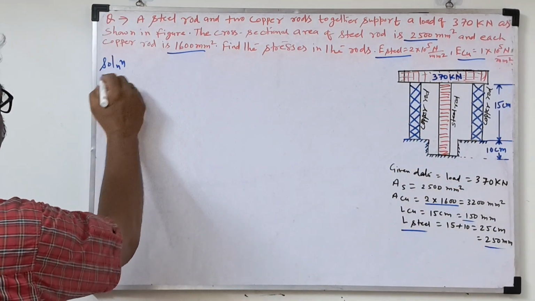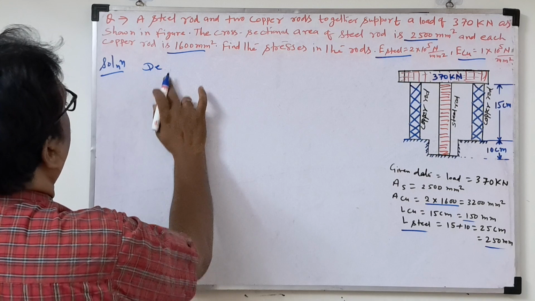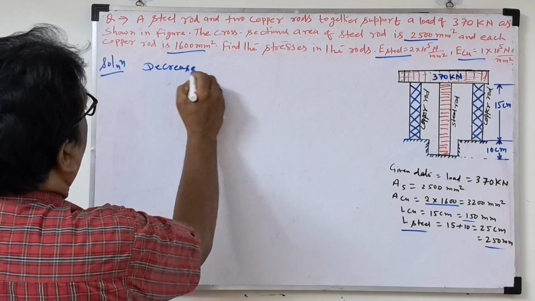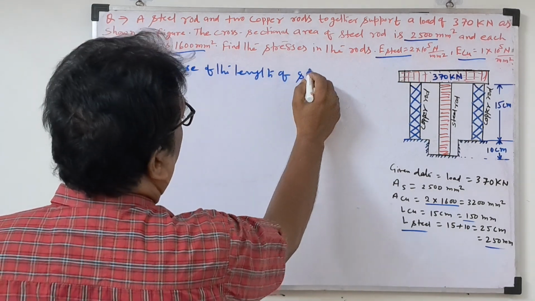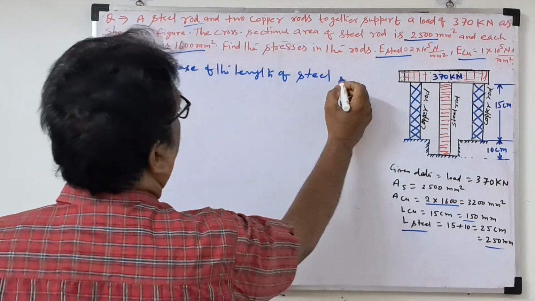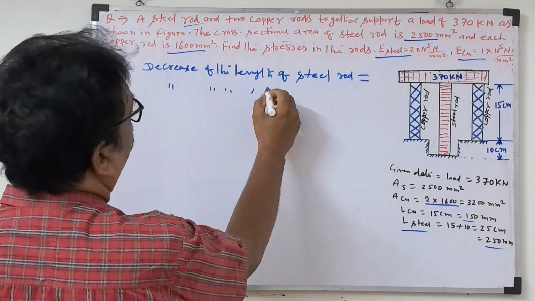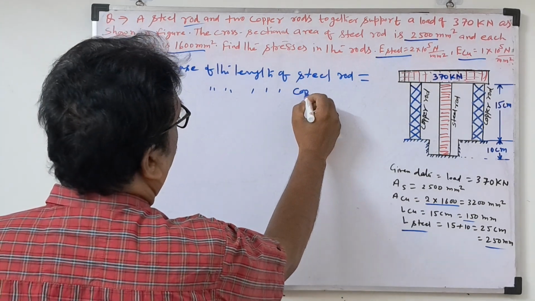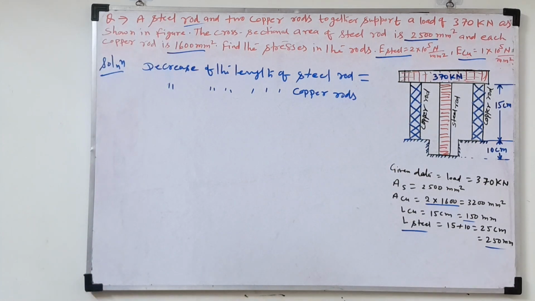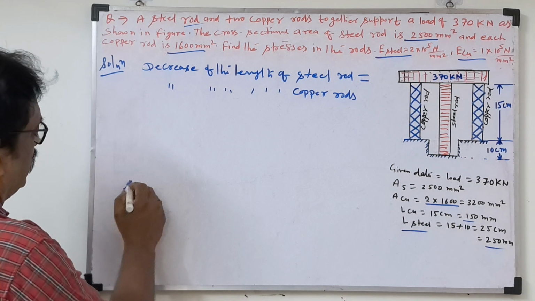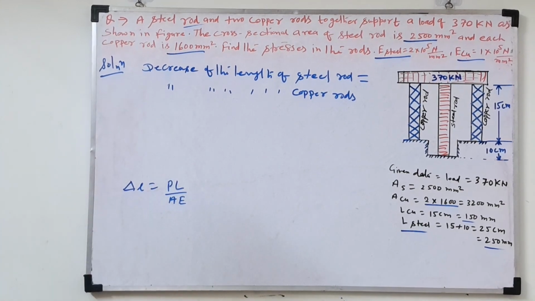First condition: the decrease in length of the steel rod equals the decrease in length of the copper rods. What is the decrease in length? Suppose it is delta L. What is PL by AE? This is the decrease or increase in length.